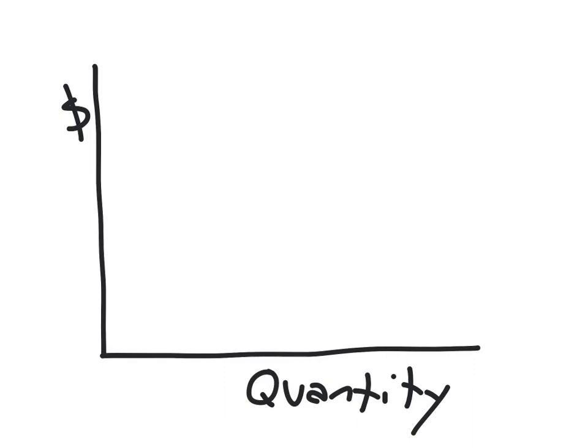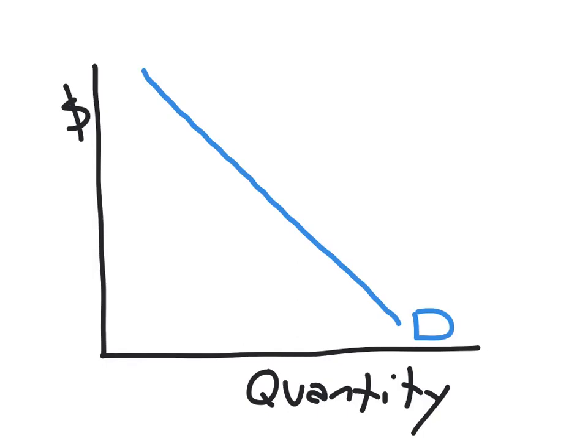When drawing a demand curve, you have to think of how the price affects the quantity that people demand. So if the price is really high, fewer people are going to want to buy it. So that means that the line goes like this. As it gets cheaper, more people want to buy it. The demand goes up. So this is our demand curve.